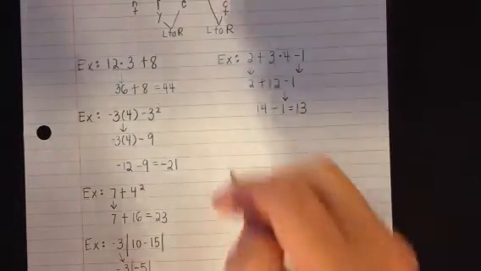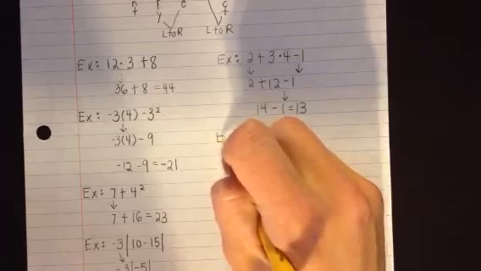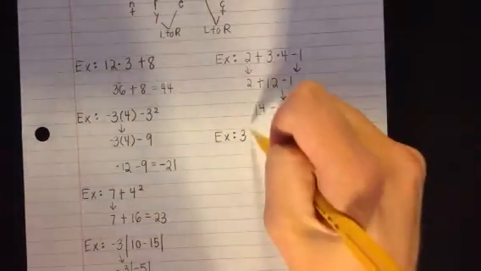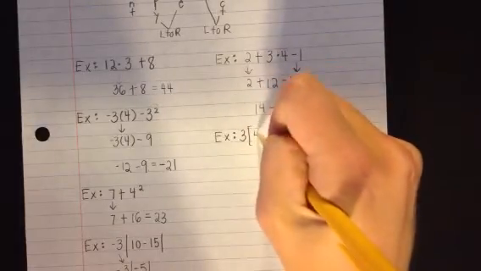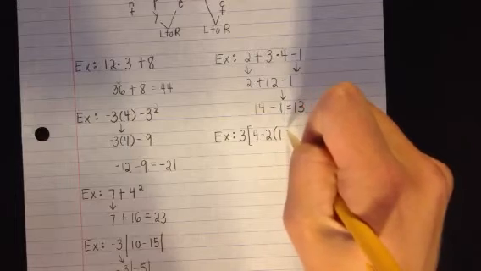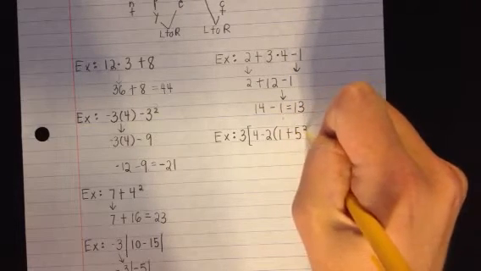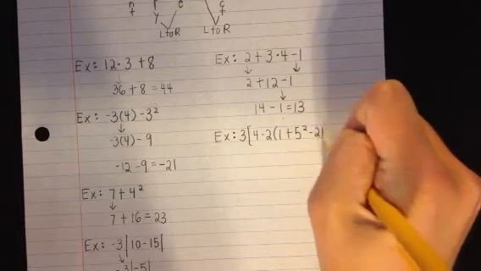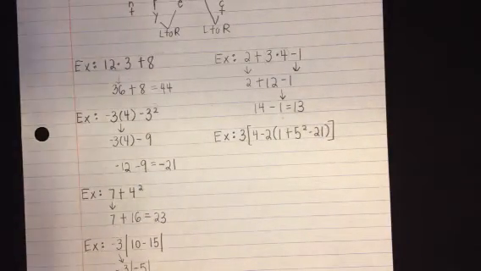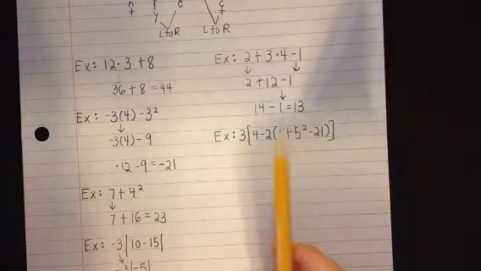All right, last example of this type. Got 3, bracket 4 minus 2, parentheses 1 plus 5 squared minus 21. Close those parentheses, close those brackets. Okay, so when you have double parentheses or a bracket in here, you need to handle the innermost parentheses first. So that means this set here.